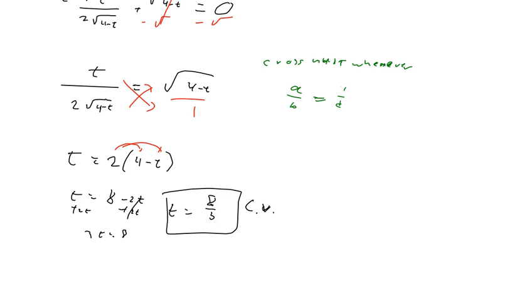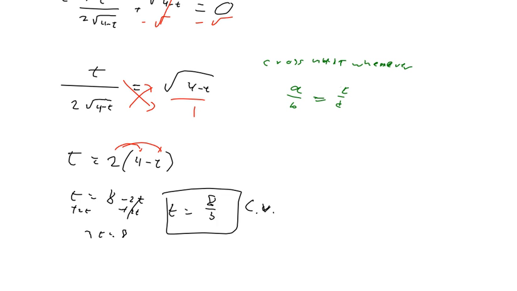So when you have two fractions equal to each other, with no adding, no subtracting, no other craziness, just big fraction equals big fraction, that's when you know you can cross multiply. C over d, fraction equals fraction. Two fractions equal to each other.